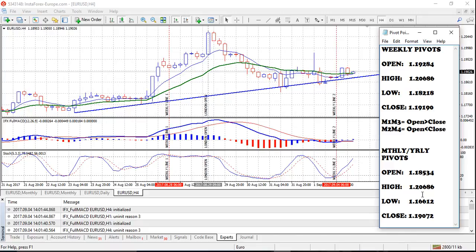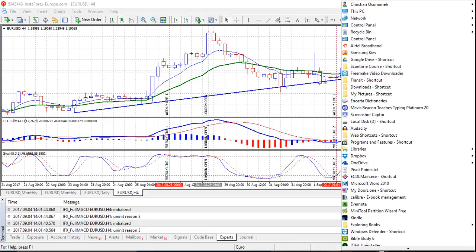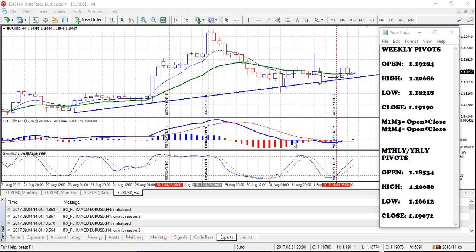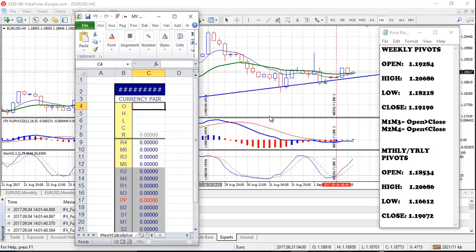So I now want to enter these values into my pivot point calculator. I have to pull up my pivot point calculator from here. It's on the desktop. It's a Microsoft Excel worksheet. So this is my pivot point calculator, which I prepared myself. I invented this one myself.